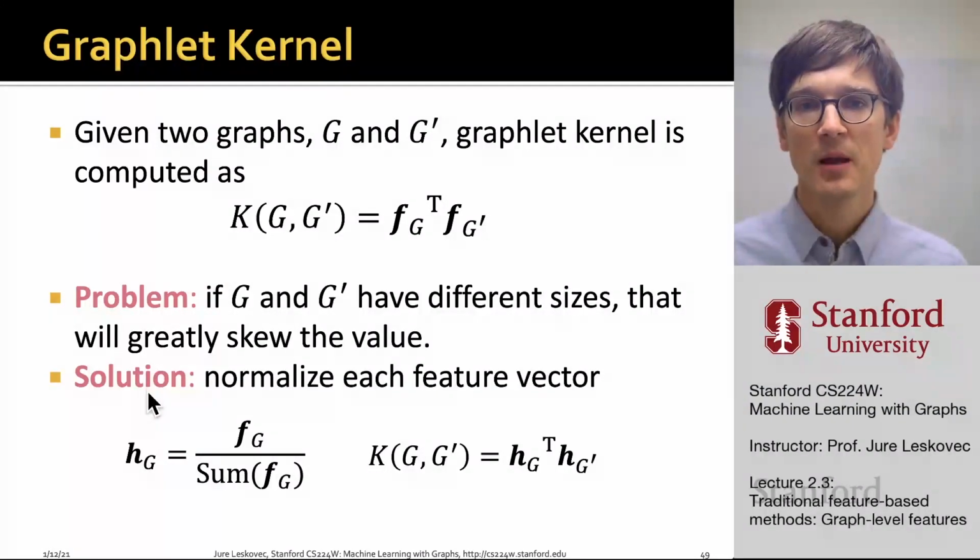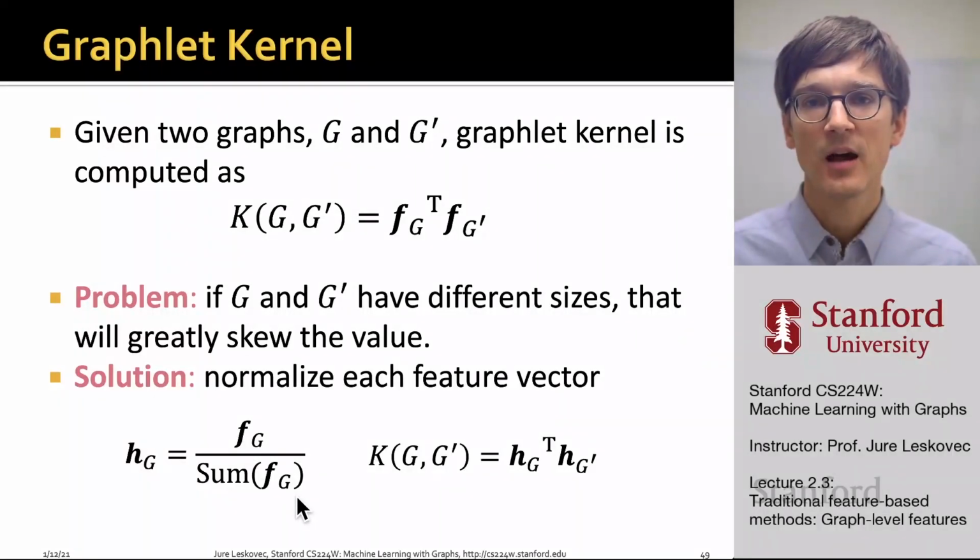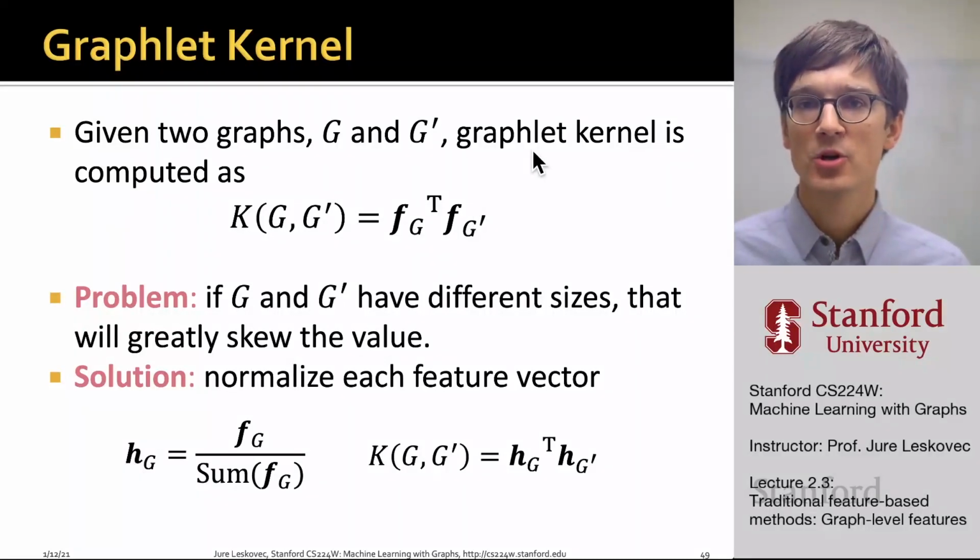So a common solution people apply is to normalize this feature vector representation for the graph. This means that the graphlet vector representation for a given graph is simply the count of individual graphlets divided by the total number of graphlets that appear in the graph. This essentially normalizes for the size and the density of the underlying graph, and then the graphlet kernel is defined as the dot product between these feature vector representations h of graphs that capture the frequency or the proportion of a given graphlet in a graph.